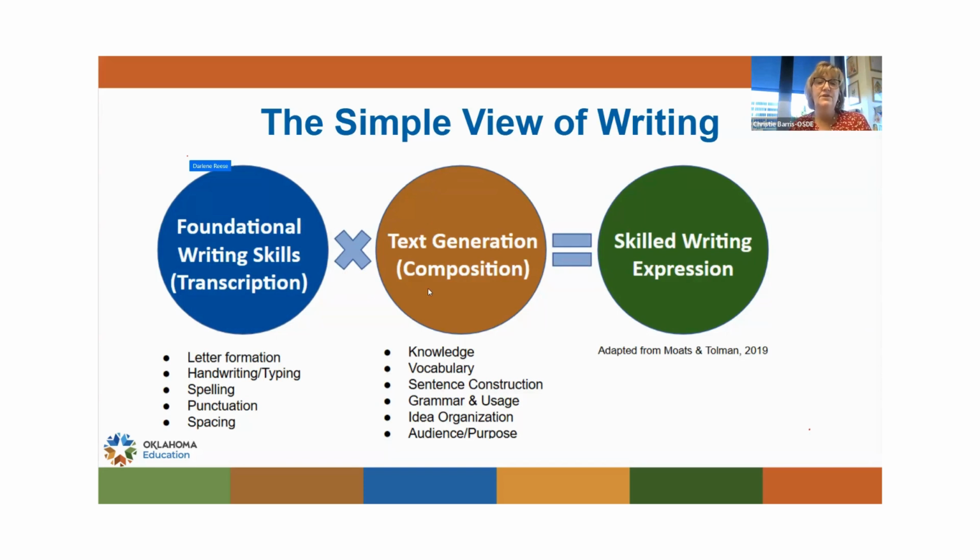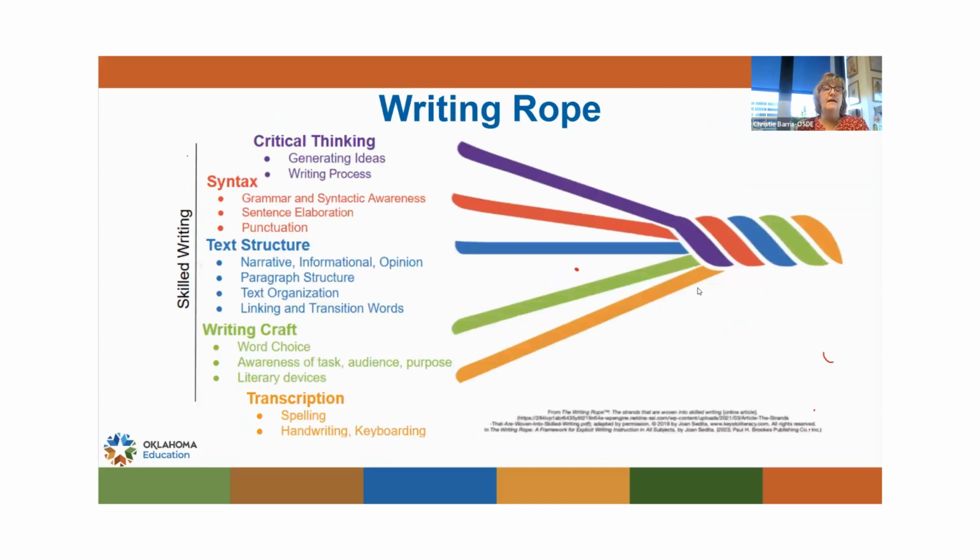Then we have our text generation, so you can see the things involved in that. It takes all of these to become a skilled writer. So again, a multiplication equation. If one area is low, if one area is a 0, our output's going to be 0. So I have to do all of those. Again, here's the writing rope. Here are the areas of the rope that are required to weave together to make a skilled writer.